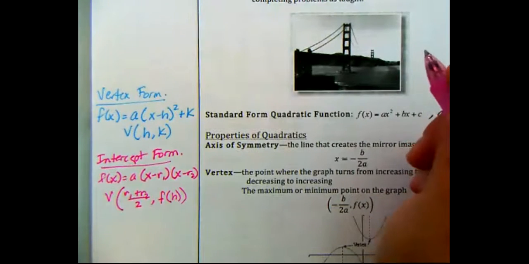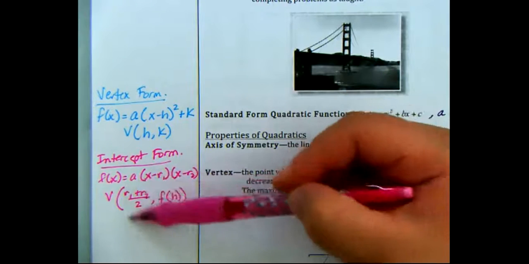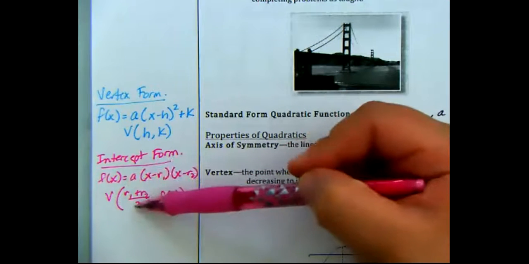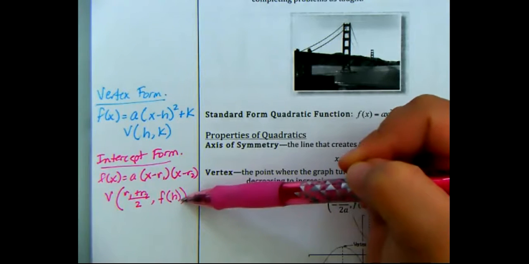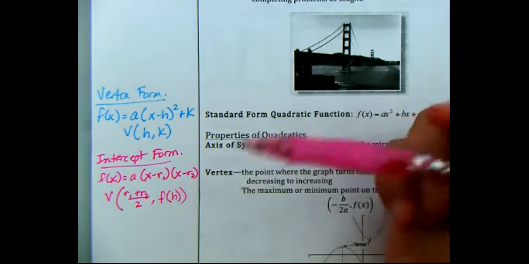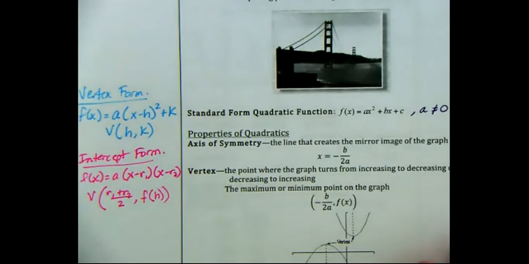But that's just vertex and intercept form. Standard form is very much like intercept form, where we have a nice little formula to find the x, and then once we find the x or the h, we can plug it into the function to get our y for our vertex, or the k, right? So our x comes from our axis of symmetry in standard form.